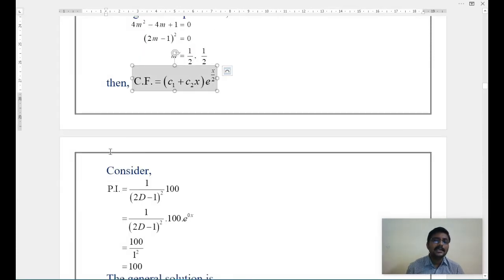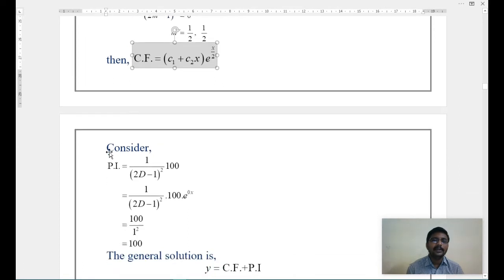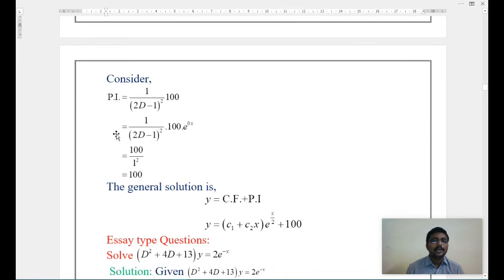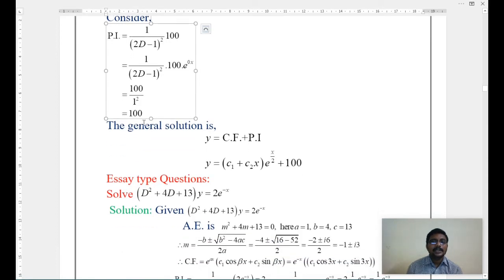So what is the PI here? PI equals 1 by f of D into capital X, that is 1 by (2D minus 1) whole squared into X. What is the right-hand side function here? In the given equation it is 100, but this 100 can be taken as 100 into e^(0x). So put D equal to 0, we get 2 into 0 minus 1 whole squared. 2 into 0 minus 1 is minus 1, and minus 1 squared is 1. So 100 by 1 is 100. Thus we are getting a non-zero number, so it is the required particular integral.